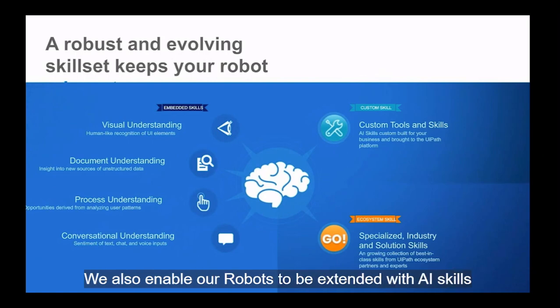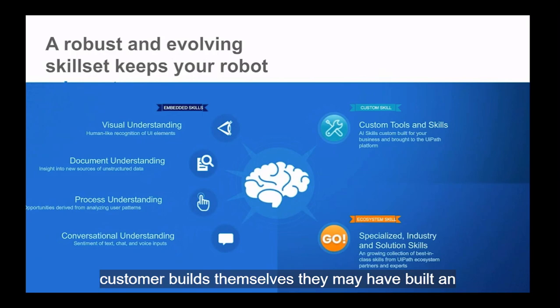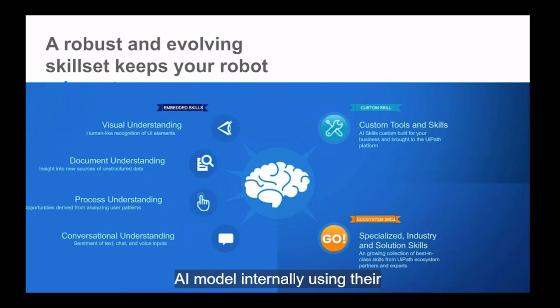We also enable our robots to be extended with AI skills, and we do that in 2 ways. One is a custom skill. So a custom skill is something that a customer builds themselves. They may have built an AI model internally using their own data and their own process understanding. They can bring that model that they've built directly in and use it from within a UiPath robot.